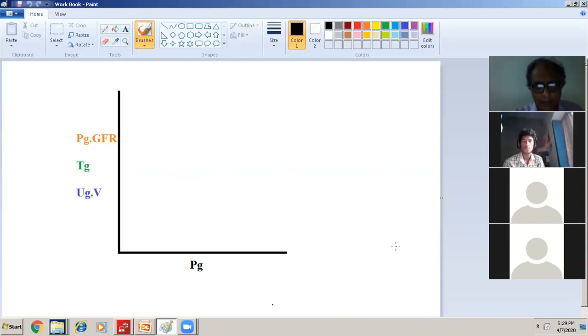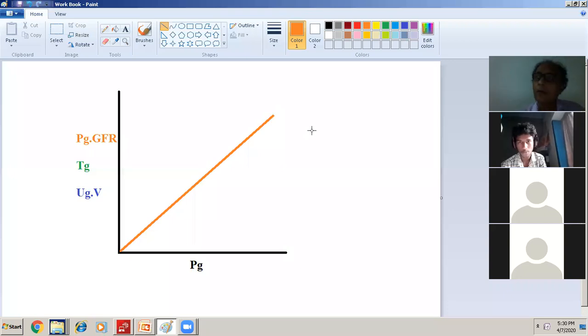In the x-axis is PG, meaning plasma glucose, and in the y-axis there is filtered load PG×GFR, TG, that means transport of glucose, and UGV, that means urinary excretion of glucose, in three different colors. Let me draw PG×GFR first. As the plasma glucose is increasing, the filtered load of glucose is also increasing. It is just linear in nature. So this is the relation between plasma glucose and PG×GFR, the filtered load of glucose.